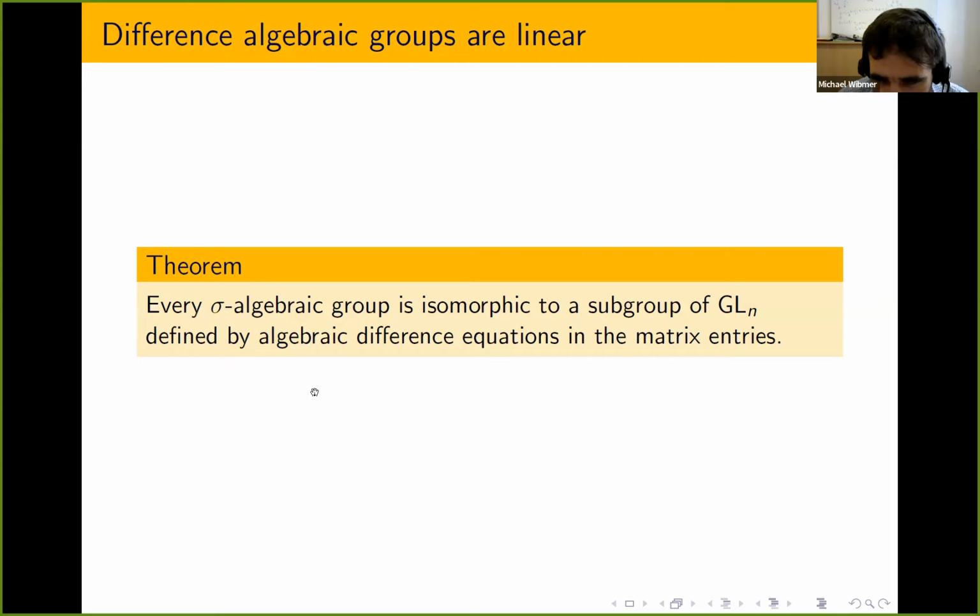So every difference algebraic group is isomorphic to a subgroup of some general linear group GL_n, for some n, defined by algebraic difference equations in the matrix entries. So all of the examples basically are of this form, as we've seen earlier.